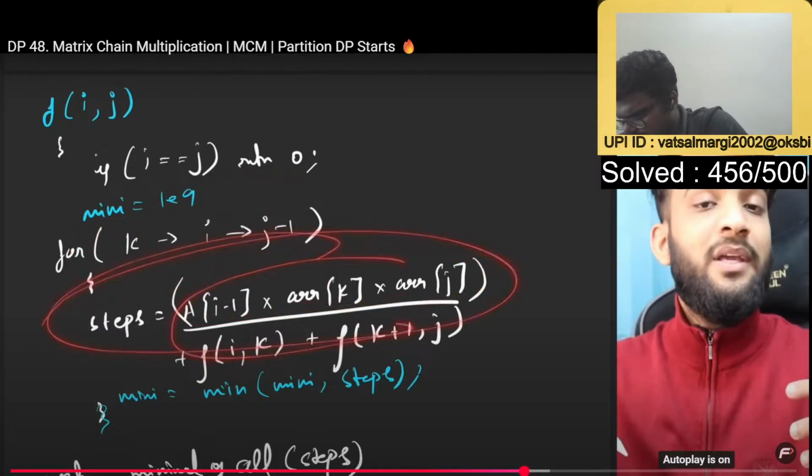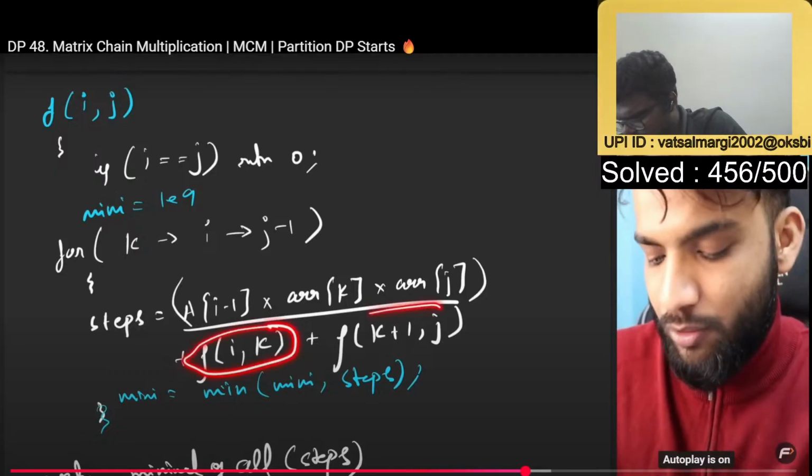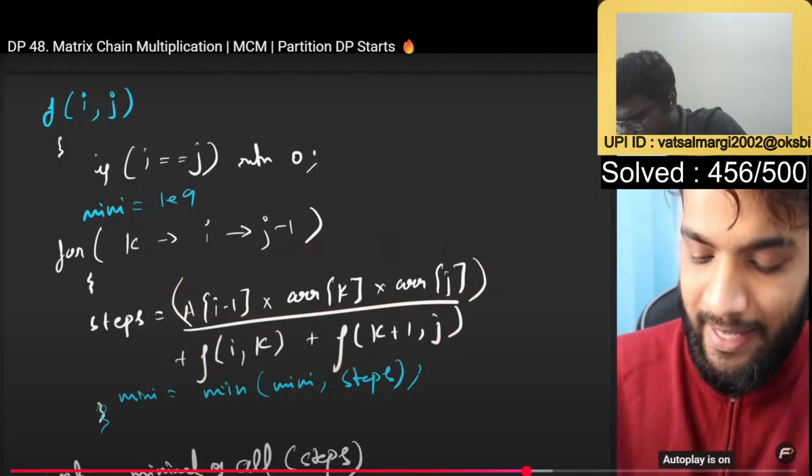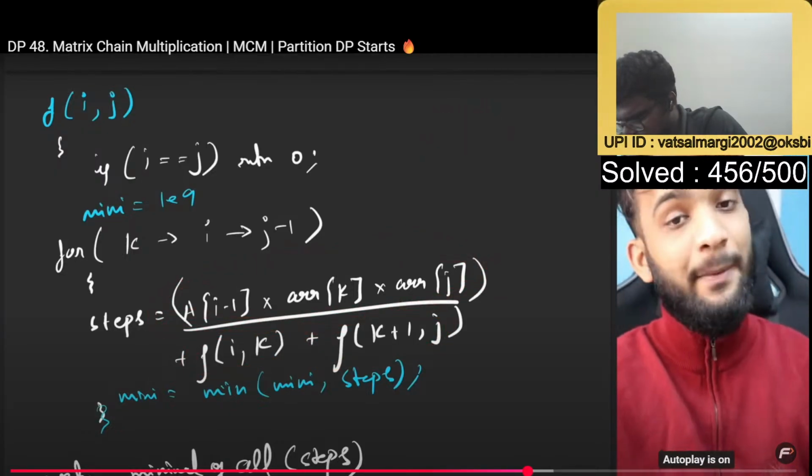Steps computation will depend on the problem, but the left portion and the right portion will be solved by calling the recursion. Like in MCM, you figure out this is what we are having. In some other problem, it might be something else that you have to figure out.